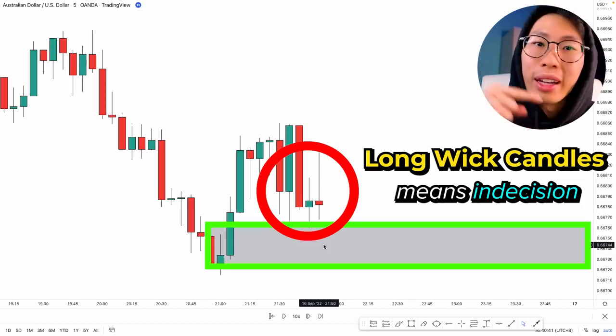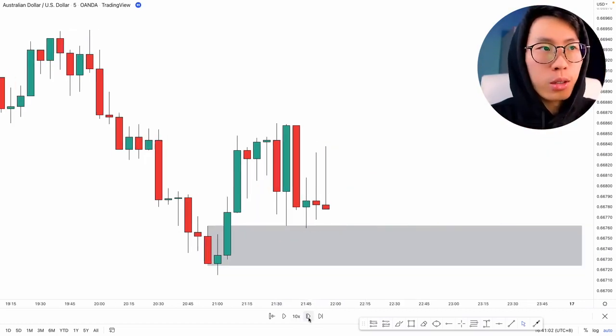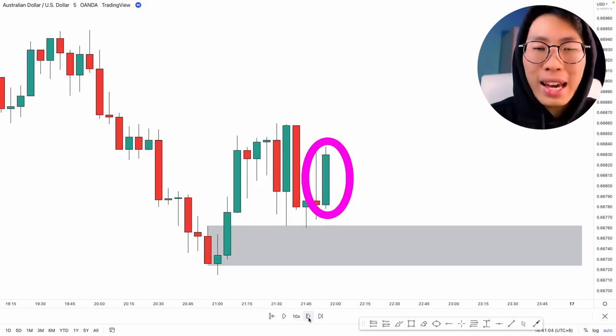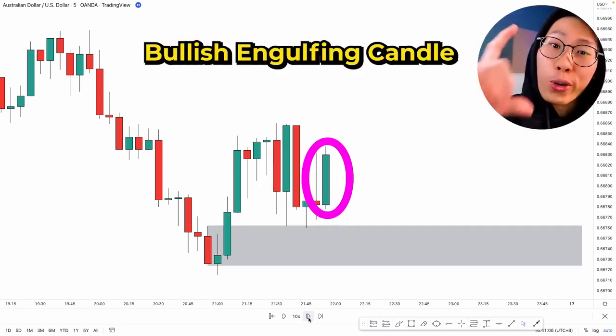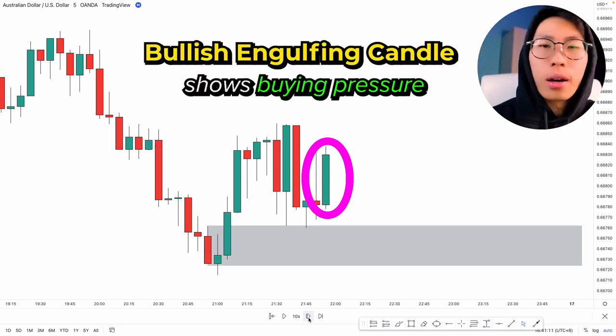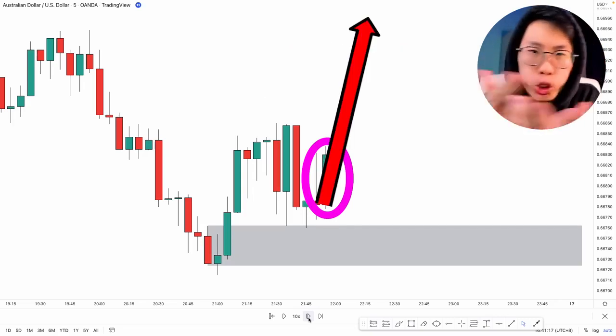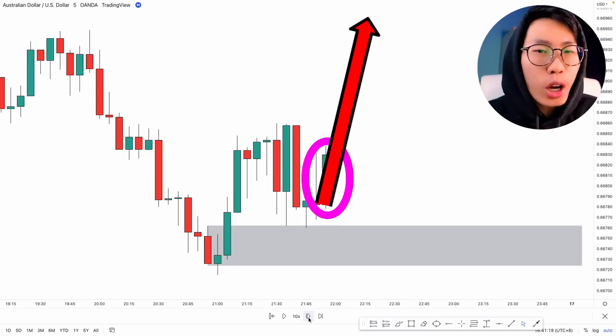We have to wait for the next candlestick or the next few candlesticks. Let's look at the next candlestick. So right here, price gave us a big green bullish engulfing candlestick. This tells us that the buyers are back in this market. The big boys are at this demand zone, loading up their buy orders, and you already know price is gonna go to the moon now.